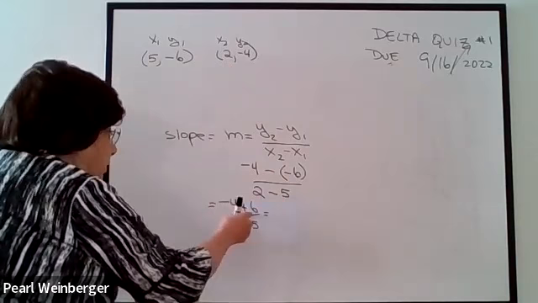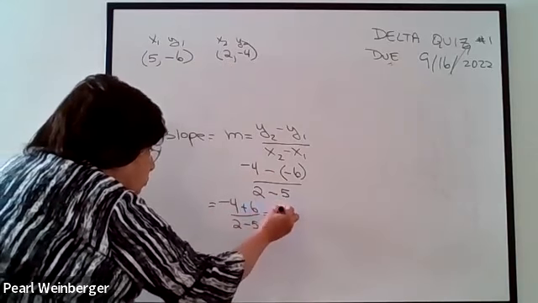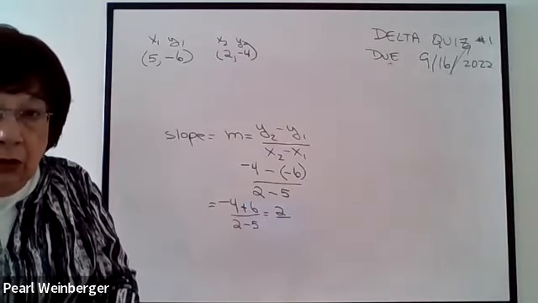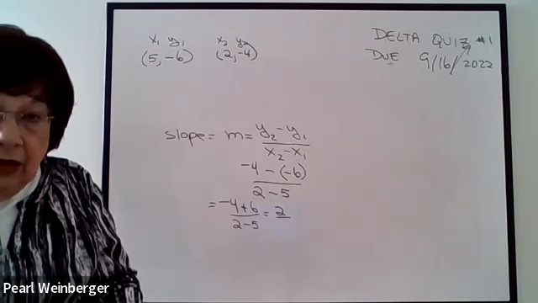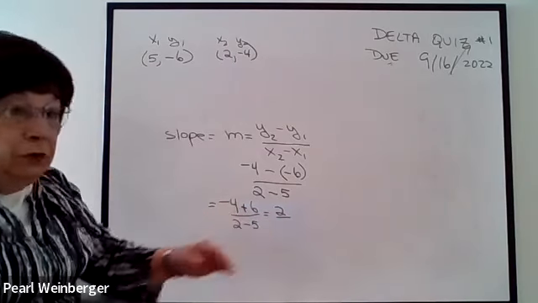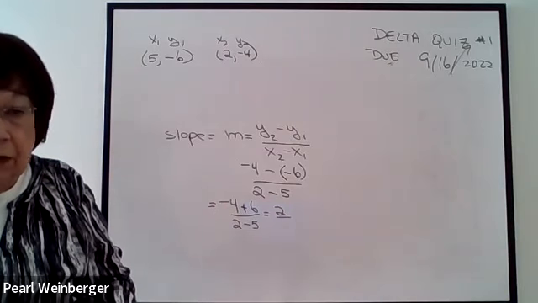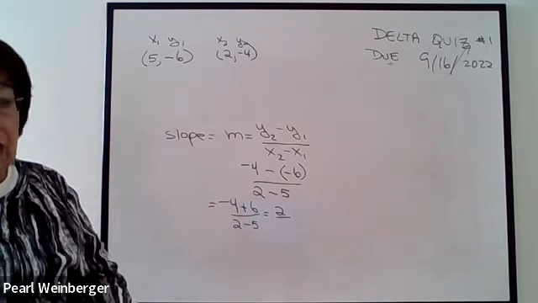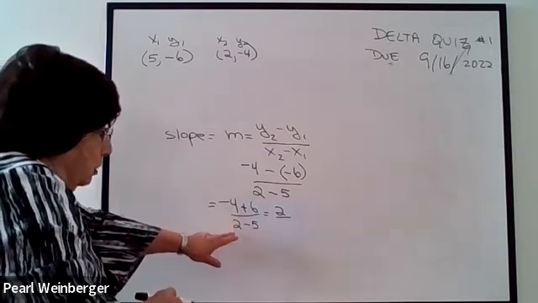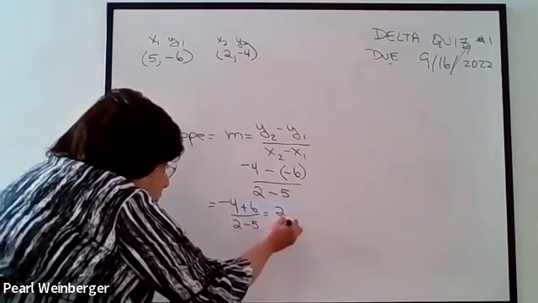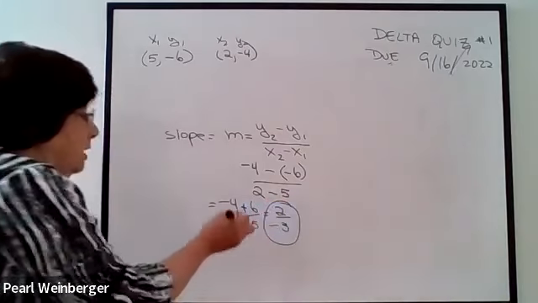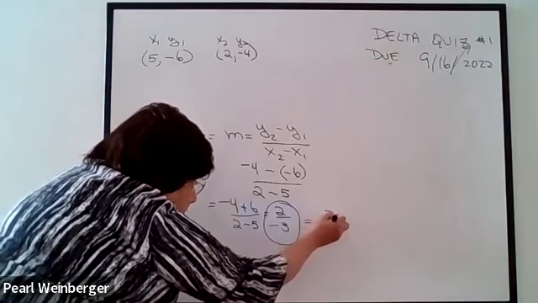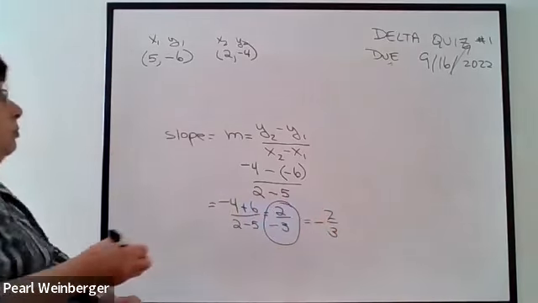And -4 plus 6 gives me +2. Again, if you make mistakes with your adding and subtracting of signed numbers, use your calculator. Remember, I told you to get a calculator. Use your calculator so that you make sure you get the right answers and do it separately. And 2 minus 5, you're going to get -3. So your slope here is negative. You could write it as 2 over -3, or you could write it with the negative in front of it. That's probably the better way, -2/3.